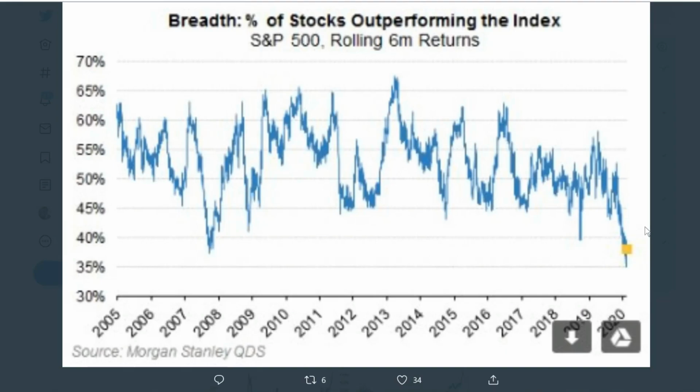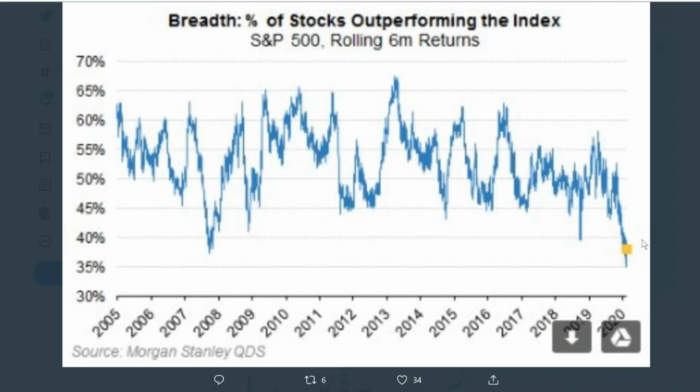Well, actually, no, that's wrong. 60% underperformed, only 40% outperformed. So that's an interesting chart and an interesting dynamic there. Basically, it just tells you that 40% of the market is actually outperforming, and those are the ones that are actually driving the gains. So it's a very concentrated market.